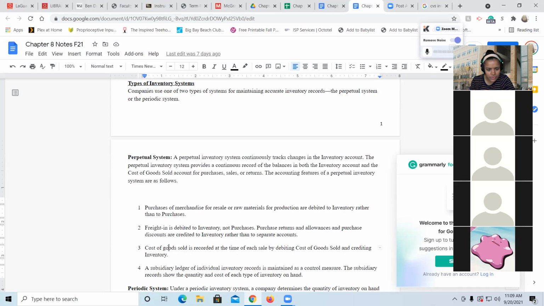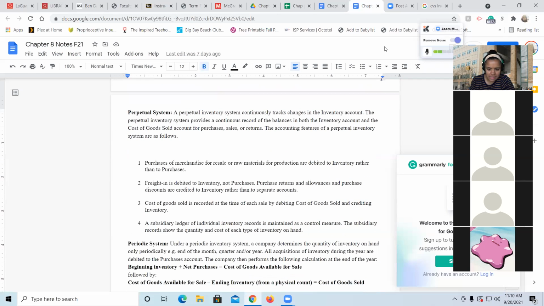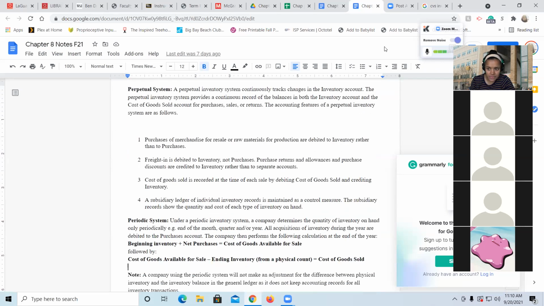So cost of goods sold is recorded at the time of each sale. That's what I was saying before, that under perpetual, you update cost of goods sold every time you have a sale, and inventory is also updated. And then you may have a subsidiary ledger. We don't have to go into subsidiary ledgers right now, but there may be one. I'm not going to test you on something that I didn't teach you, so don't panic and think that the first question on the test is going to be about subsidiary ledgers. It won't be. All right, so that's the perpetual system.